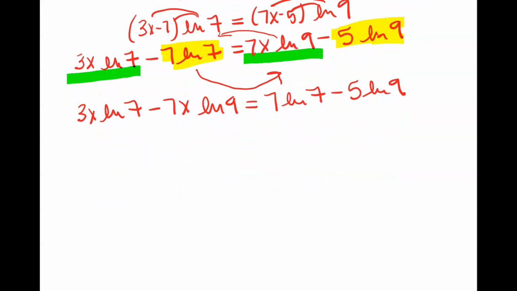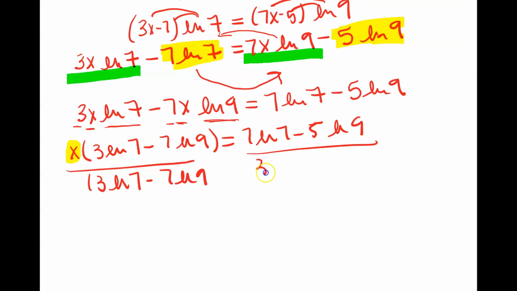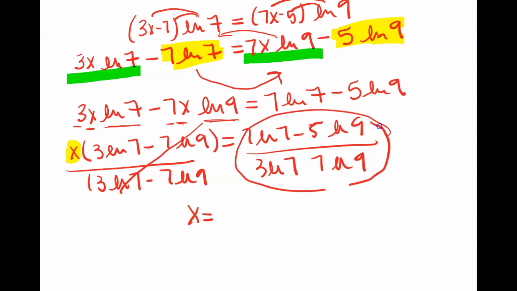Whew! Over here, you see on the left-hand side that they both have this x in common, so I'm going to factor that out, because this is 3 times x times ln 7 and 7 times x times ln 9. So it gives me x times (3 ln 7 minus 7 ln 9) equal to 7 ln 7 minus 5 ln 9. I'm just bringing that down. My whole goal is to solve for that x. Now that I have it factored out, I could divide by that whole grouping. So I get x equal to this big old grouping right here.